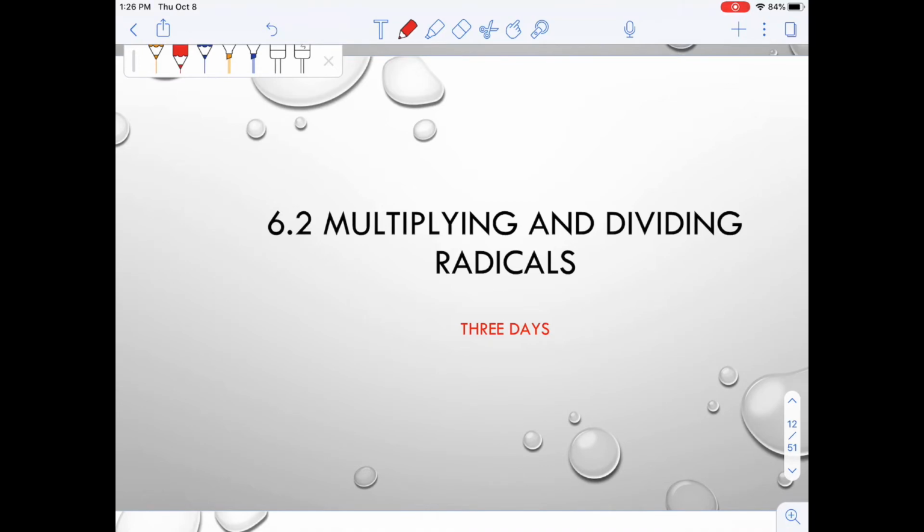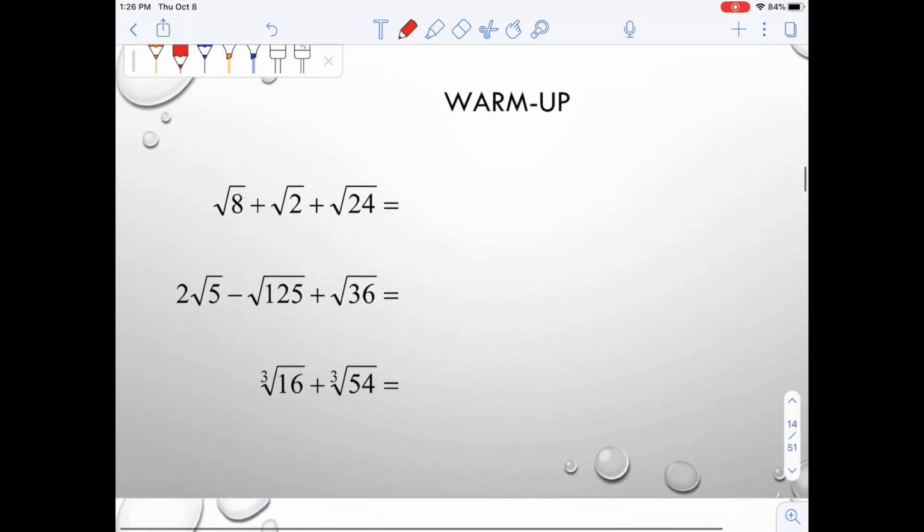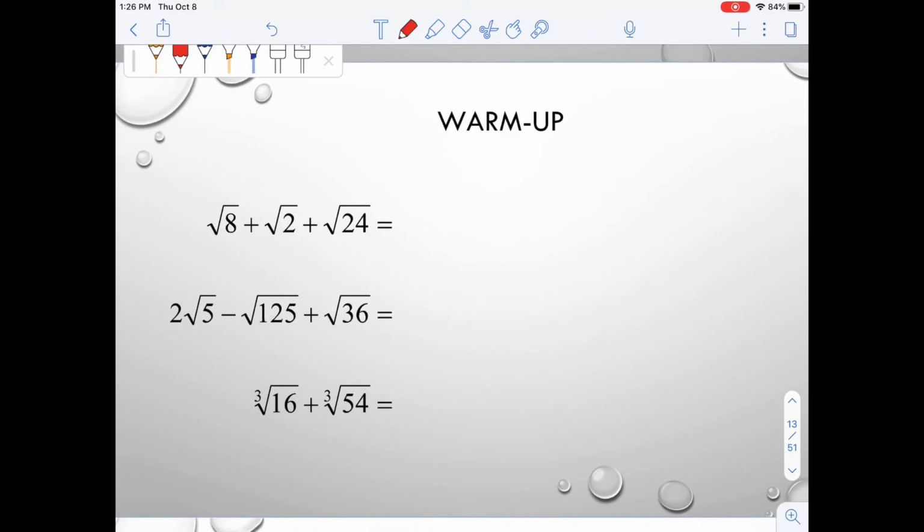All right, so 6-2 is multiplying and dividing radicals, and really it's going to be a continuation of the quotient and product rules that we just talked about. So I have a little bit of a warm-up here from essentially Alg 1 or geometry skills that you should be at least semi-comfortable with.